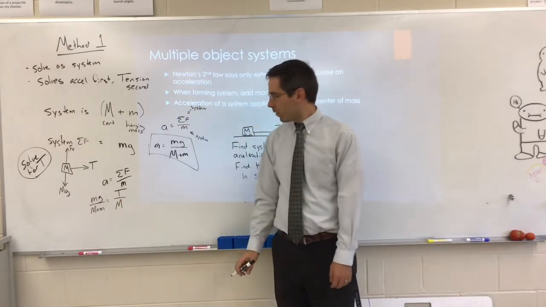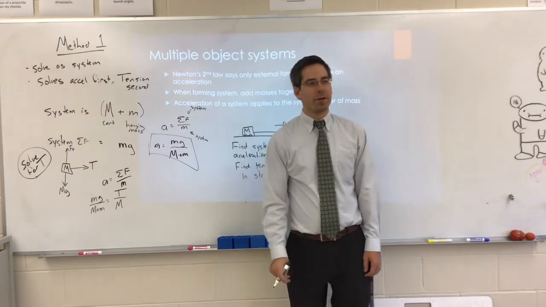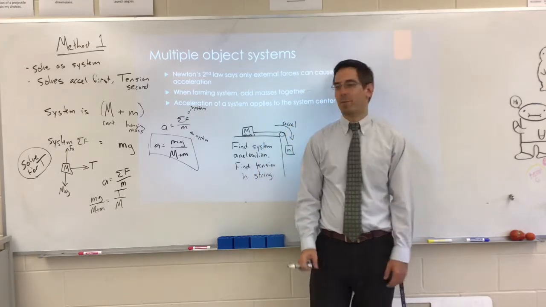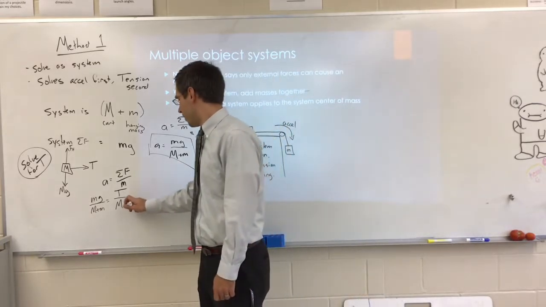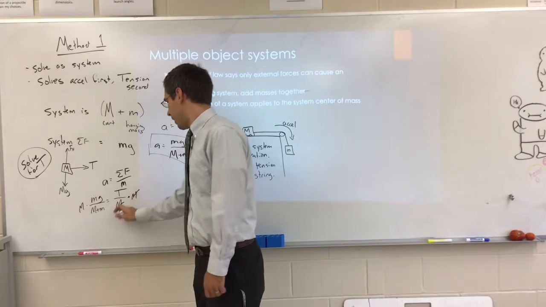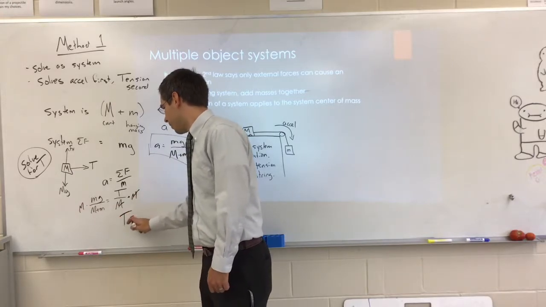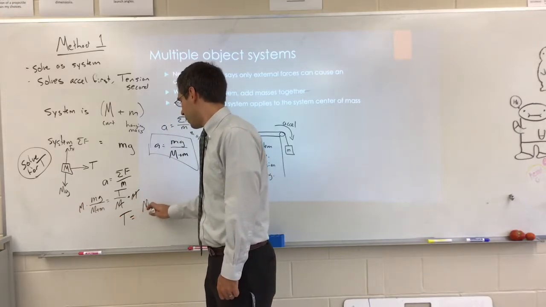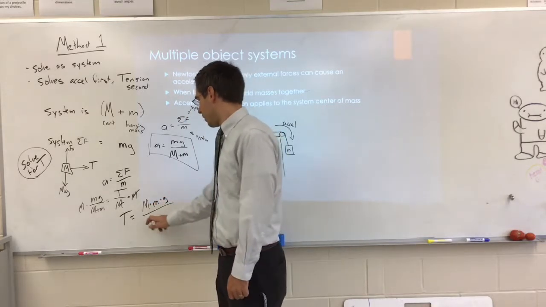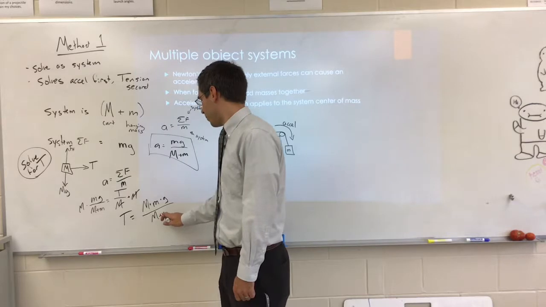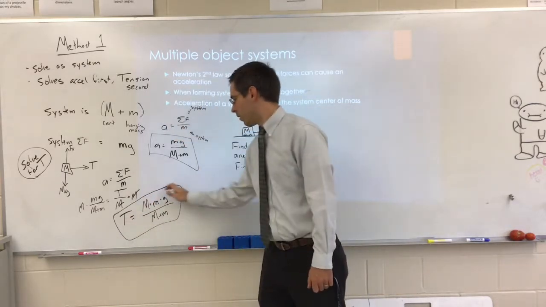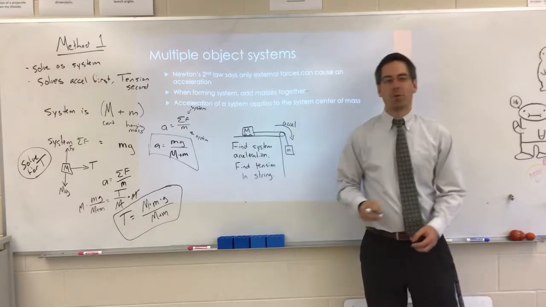All right? And so to get your expression for T, we can solve this, multiply big M by both sides. Right, so that cancels out, and we get T equals big M times little m times g all over big M plus little m. Okay, this is solution method number 1.